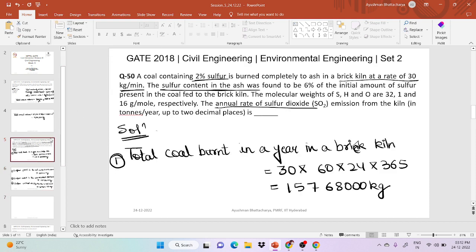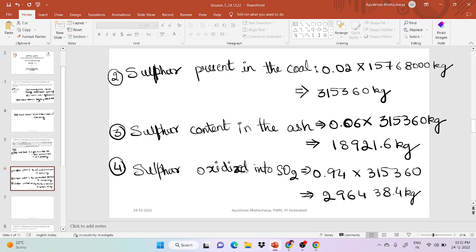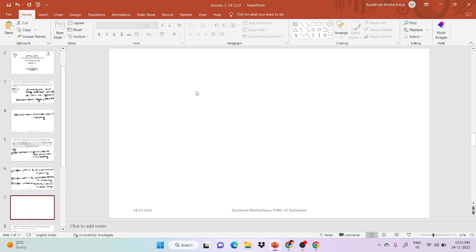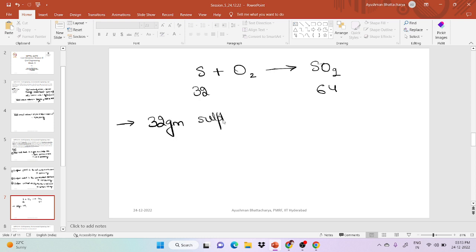Okay, so we calculated sulfur oxidized into SO2. It came out to be 296438.4 kg. Now from the chemical reaction, sulfur reacts with O2 and forms sulfur dioxide. So 32 gram of sulfur produces 64 gram of SO2, based on the chemical reaction equation.